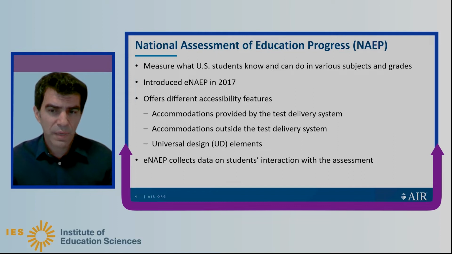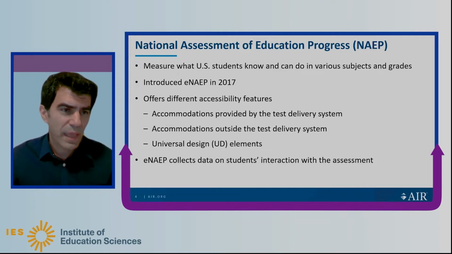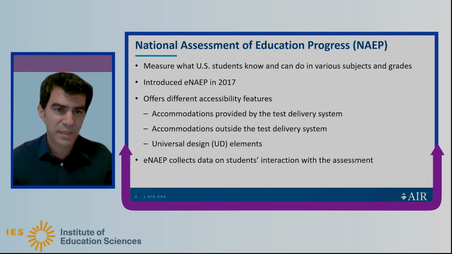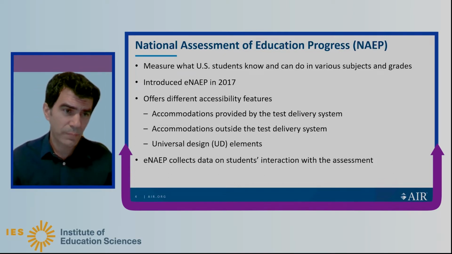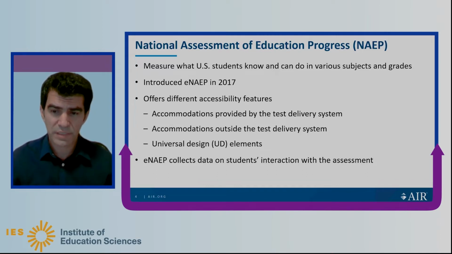eNAEP offers three accessibility features. Two of them are accommodations. Again, accommodations are only for students who have IEP or 504 plans. One set of accommodations is provided by the test delivery system, like extended time. The other accommodations are provided outside the test delivery system, like taking breaks during the test. Universal design elements are special in the sense that they are available to all students, like highlights, text-to-speech, and so forth.